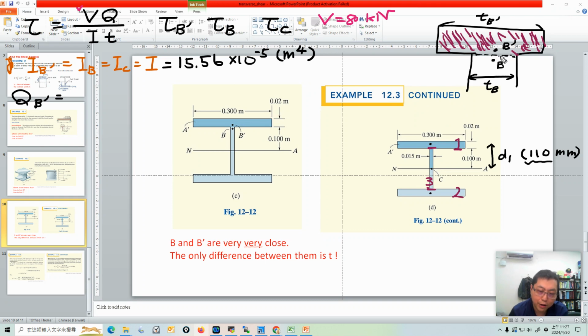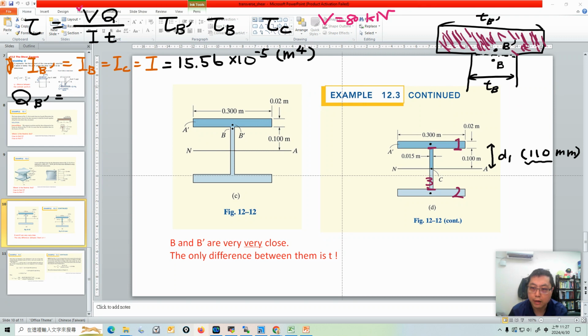B and B prime are very close to each other. So actually, B and B prime is the same in this problem. B prime is just above the dash line, B is just a little below the dash line. So we cannot tell, because this is such a small difference. So we just assume B and B prime share the same Q. The only difference between B and B prime is their thickness. I'll talk about this later.